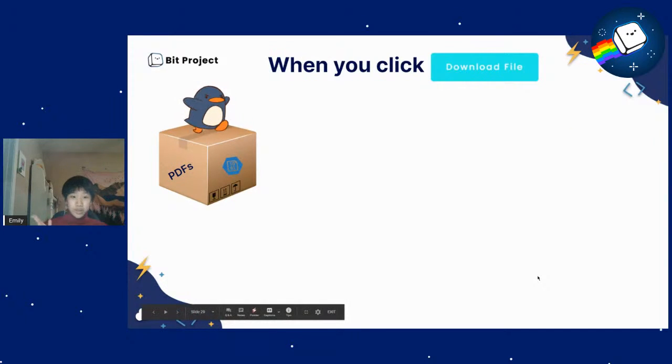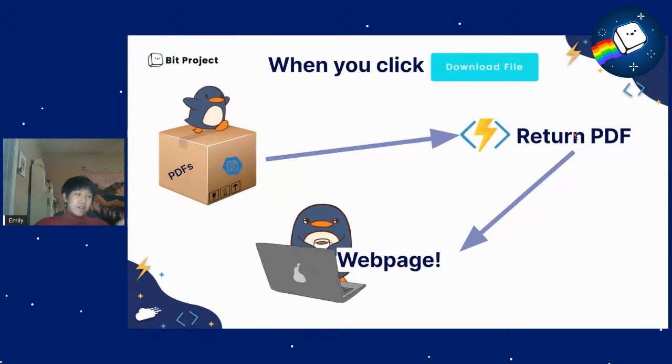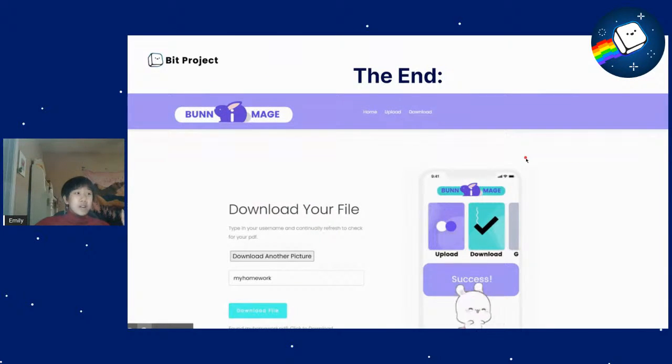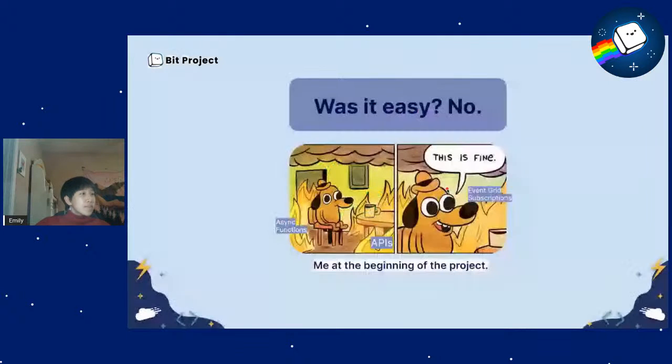So if it is stored in the PDFs container, what happens? Well, the button changes to download file, and Poppy the penguin goes from the container to the return PDF function, and she arrives back on the web page. This is what it looks like when you're downloading your file. I'm also going to be demonstrating that live very soon, so just keep with me.